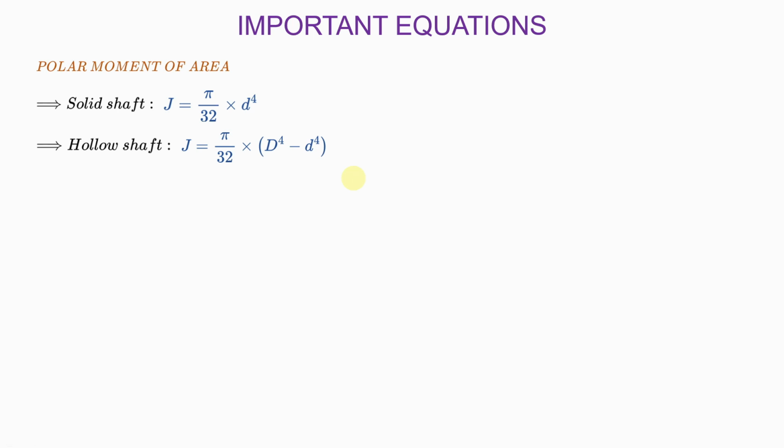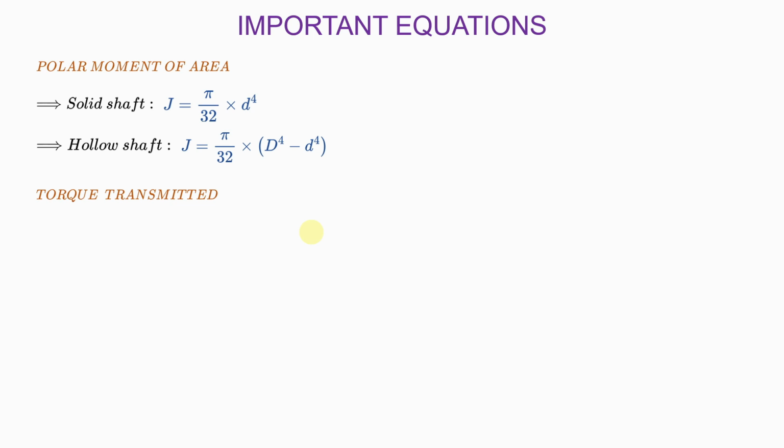Again, I point out that when the shaft is hollow, we use a capital letter for its outer diameter and a small letter for the inner diameter. But when the shaft is solid, it doesn't really matter. If you want, you can use a capital letter for the diameter. But in this presentation, I will be using a small letter for the diameter, because if the shaft is solid, you only have one diameter.